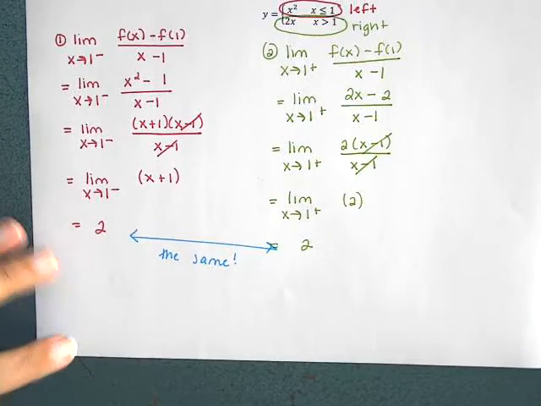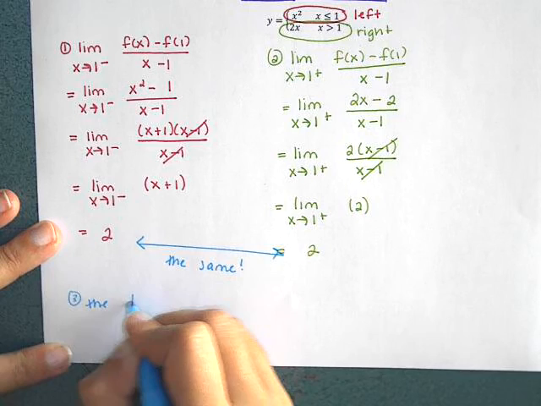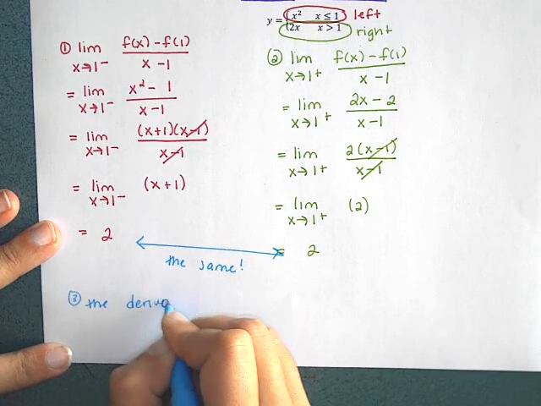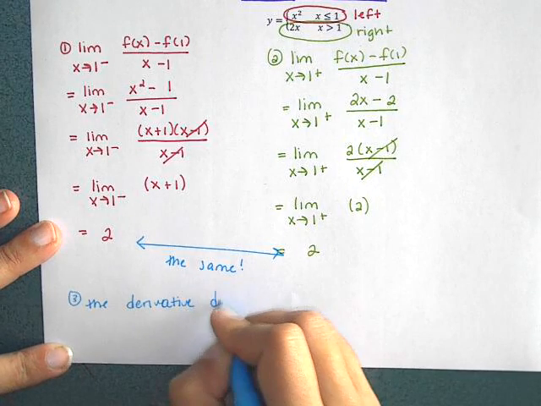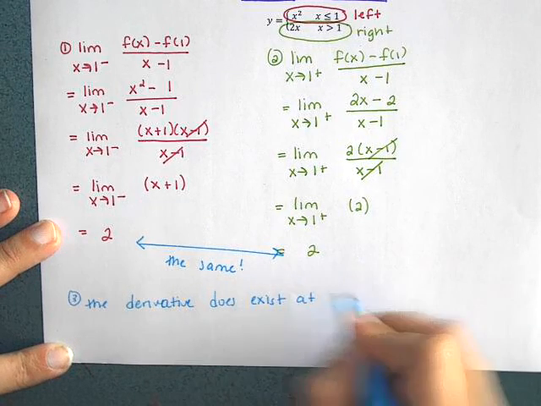So we would answer the question by saying the derivative does exist at x equals 1.